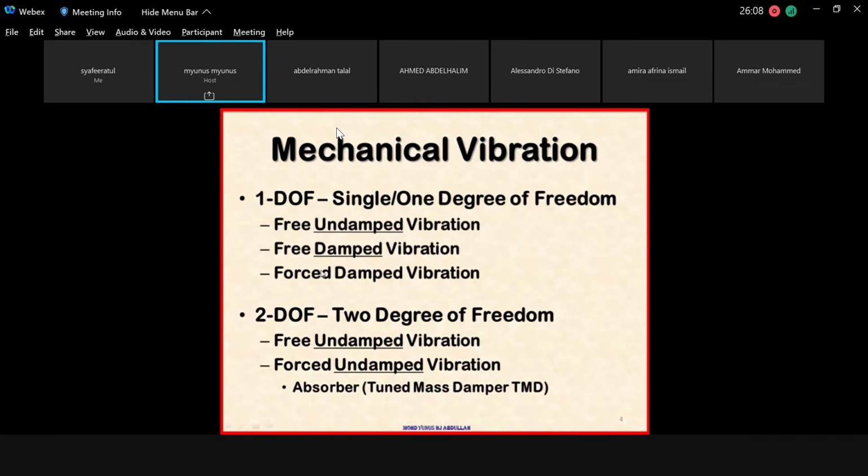Then you have forced damped. If you have free undamped, or even free damped, there is no external force. But later in the lecture, we're going to have force, meaning that you put something on the system. For example, you have a machine and the machine is unbalanced, so you are basically creating an unbalanced force on the system. So we call it forced damped vibration. Or you put a point force on the system. In harmonic, of course, we also call it damped harmonic excitation to the system.